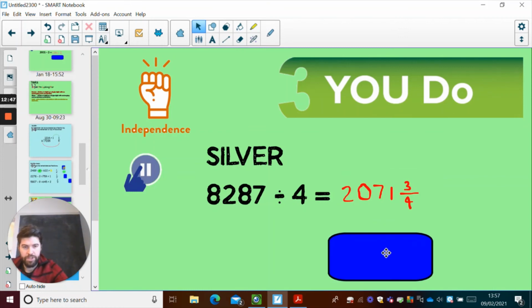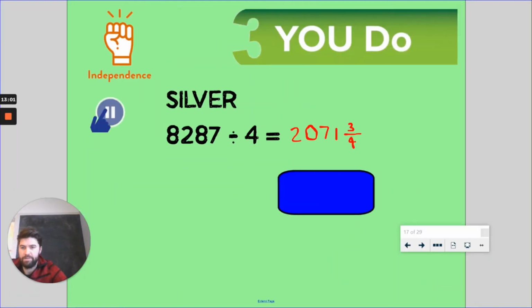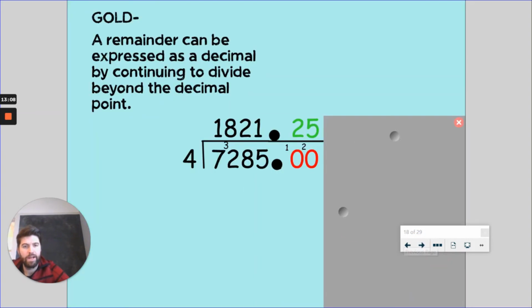The answer is 2071 3/4. So I was left with a remainder of 3 and I divided by 4. So that tells me I go 3 on the top, 4 on the bottom, 3/4. So that's silver. If you feel like that's the right kind of level for you, now it's time to get cracking. Grab your silver sheet from files and get going on it. But we're going to talk about gold.